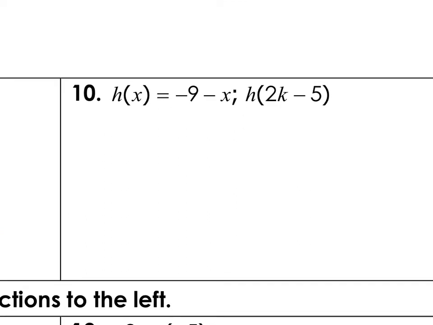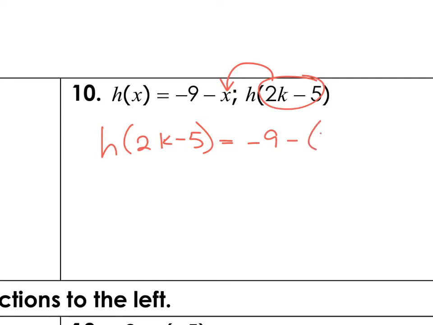Same thing goes for number 10. Okay, now by the way, this is kind of upper level stuff. If you don't get it, these 9 and 10 will only show up on the A version of stuff. Just so you know, okay? We're not talking about f, we're talking about h. So h of 2k minus 5 is equal to negative 9 minus 2k minus 5.